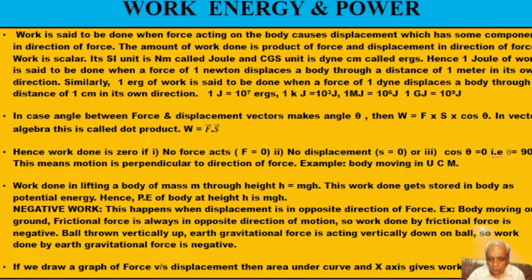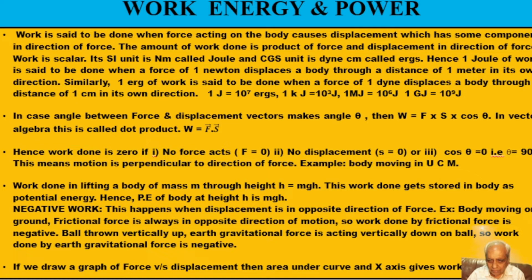So what would be the unit of work? If we consider the SI system, then Newton multiplied by meter, Newton meter. This is the SI unit of work. Now Newton meter is called joule. And in the CGS system, work done would be dyne centimeter. Force is measured in dyne, displacement is measured in centimeter. So work done is dyne centimeter, which is called erg.